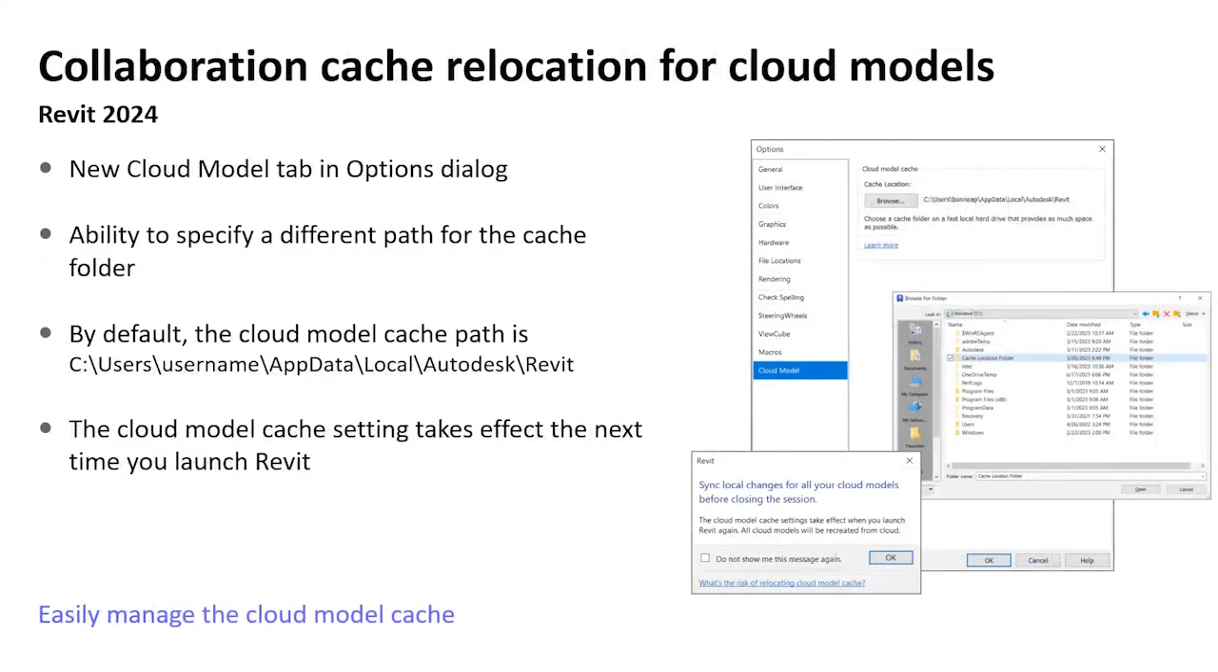Now we're talking about collaboration cache. When you're using the design collaboration features within the Autodesk Construction Cloud and Revit, you're synchronizing your local model to the cloud, and we can control where that model cache is located. If something horribly went wrong and you lost connection, maybe your internet went down, you can find your cloud collaboration cache.